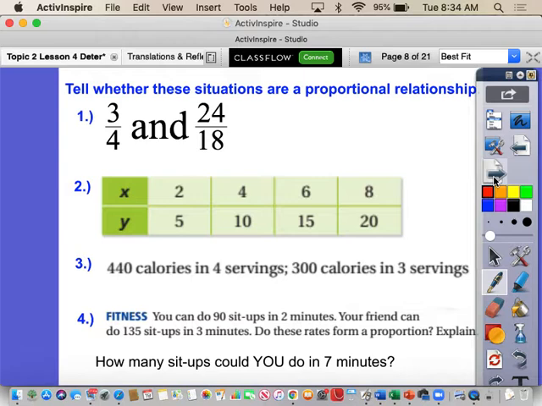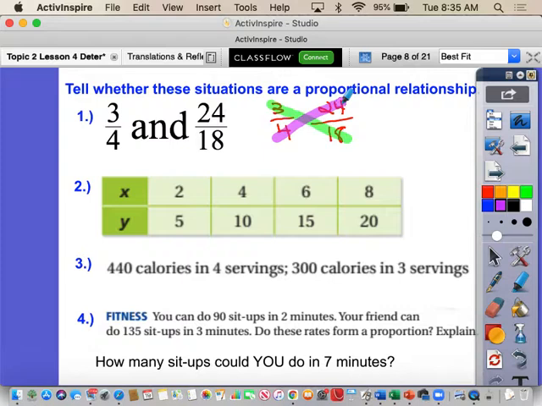Anaya, which method would you like to use? The butterfly method. Okay, so cross-multiplying, which usually, if your ratios are set up as fractions, it does lend itself pretty well to cross-multiplying because they're already set up that way for you. So if we have 3 over 4 and 24 over 18, what do I need to multiply my 3 by? The 18. And then I would multiply the 4 by what?